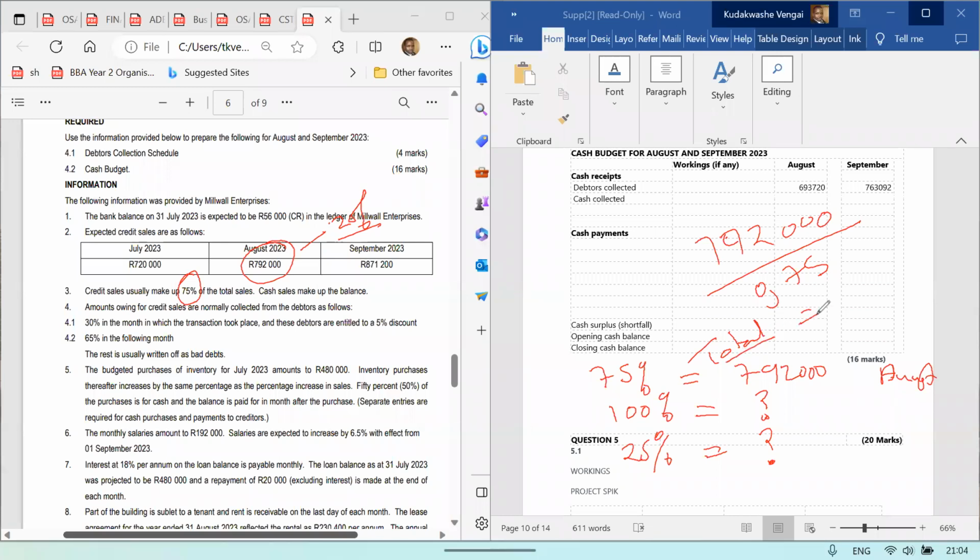So if I say 792,000 divided by 0.75, I get 1,056,000. These are my total sales. Now, because I have total sales, I can calculate 25% of it, which is the cash sales. So I multiply by 0.25 and I get my final answer, which is 264,000. Is it clear how I got the answer there?